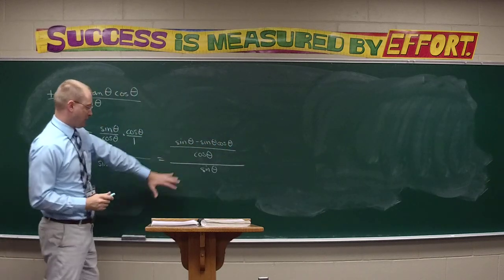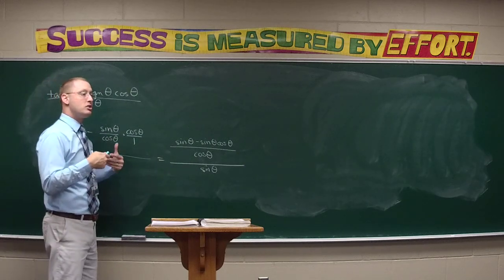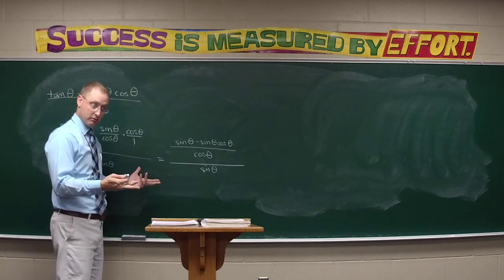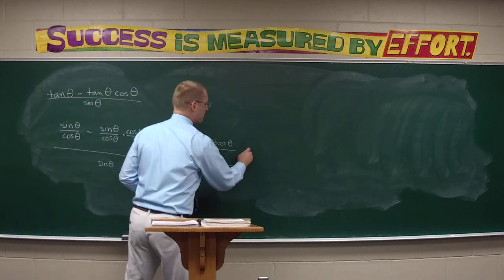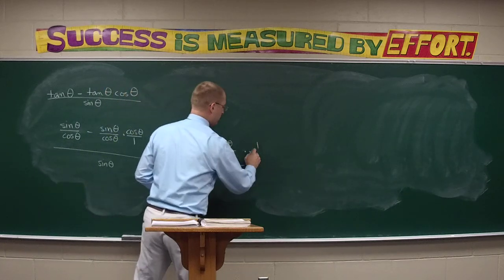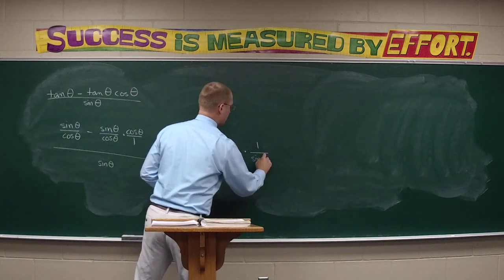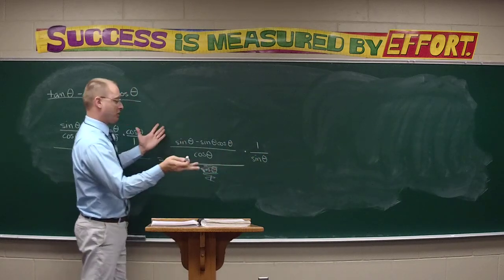But this is a complex fraction now, isn't it? And a complex fraction is really just a division problem, isn't it? I could multiply by the reciprocal. So if I multiply by the reciprocal, sine theta minus sine theta times cosine, how about make this a 1 over sine theta? And now we just multiply.